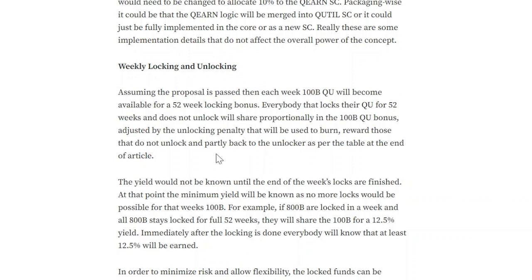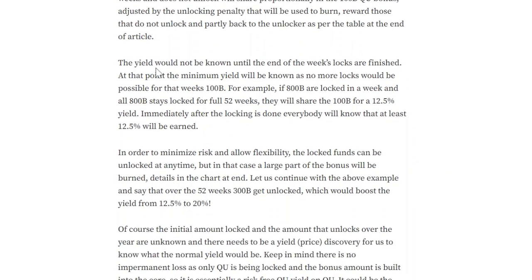Reward those that do not unlock and partly back to the unlocker as per the table at the end of this article. The yield would not be known until the end of the week's locks are finished. At that point, the minimum yield will be known, as no more locks will be possible for that week's 100 billion. For example, if 800 billion are locked in a week, so if you, me, and loads of other people locked 800 billion Qubic in, and all 800 billion stays locked for the full 52 weeks, they will share the 100 billion for 12.5% yield.